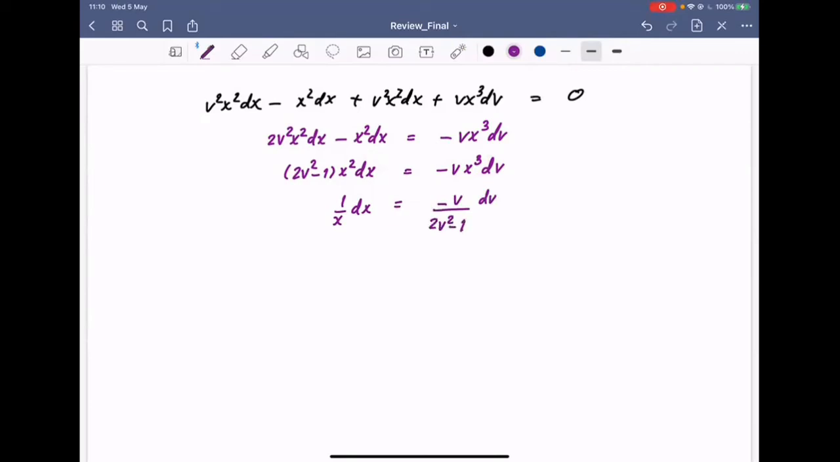Clearly the left-hand side has no v and the right-hand side has no x, so we integrate. The left side gives log absolute x plus c1.